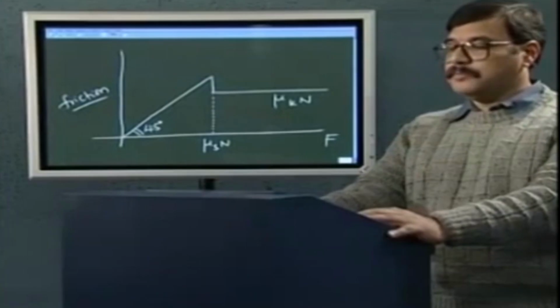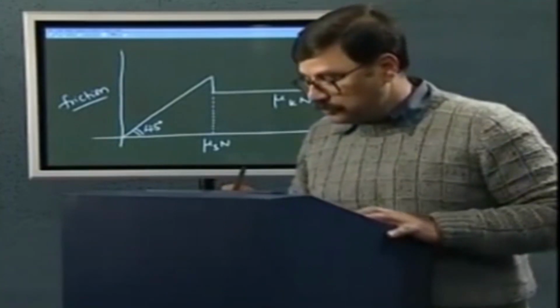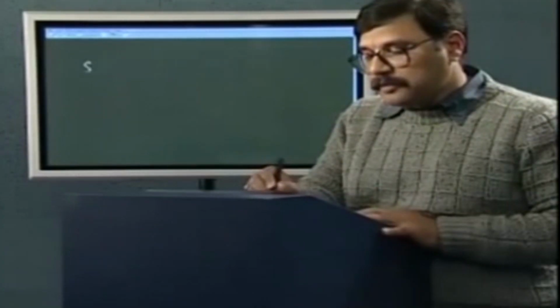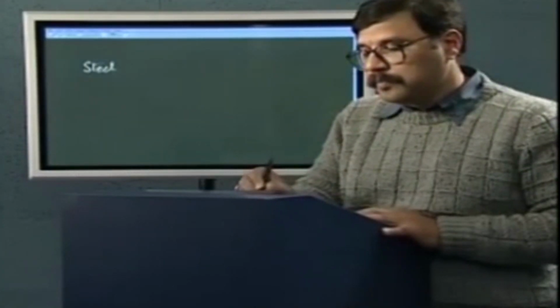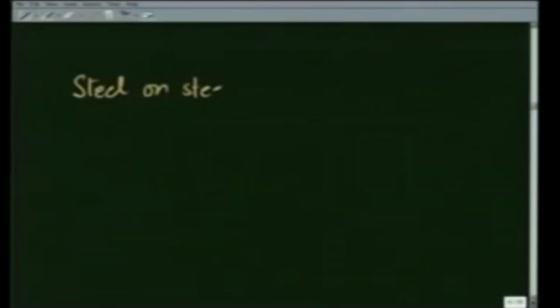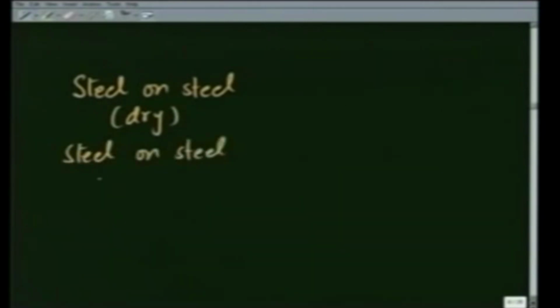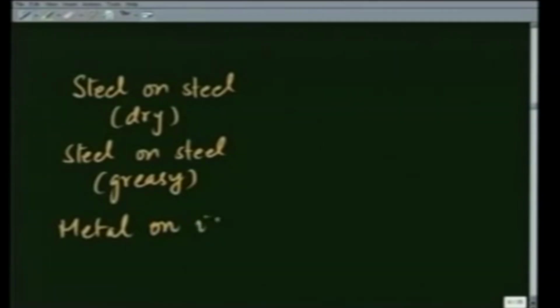To give you a feel for what mu S and mu k are, let me give their values in the next slide. The value varies from material to material. So we will take steel on steel dry surface, steel on steel greasy surface, and we will also take metal on ice and tires on road.